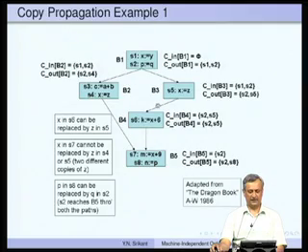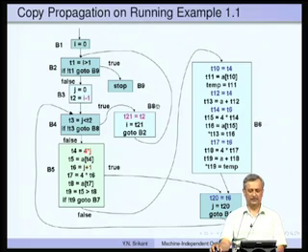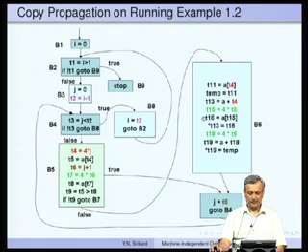So, here is the first example. Let us look at another example. In our running example, we saw so many copies: T21 is a copy, T10 is another copy, T12 is a third copy, T4 is one more copy, and so on and so forth. Let us see how many of these copies can be eliminated.